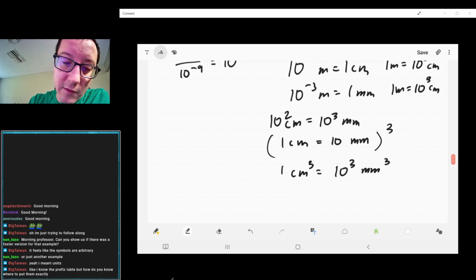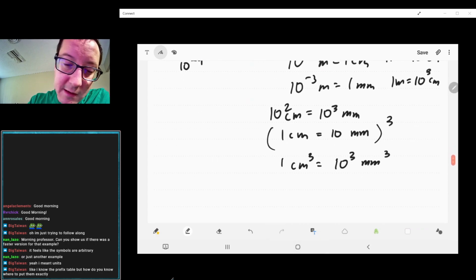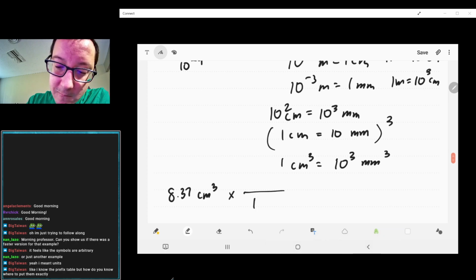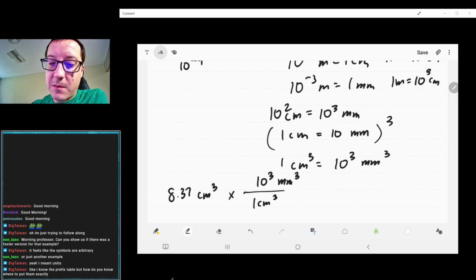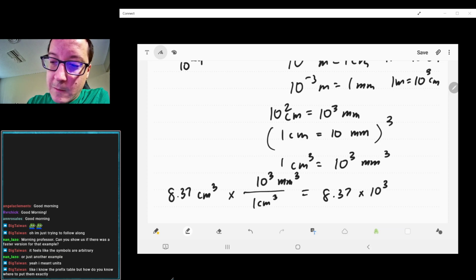You can say, okay, I've got my, what did I have, 8.37 cubic centimeters. Here's the new conversion factor I just made. And there we go, 8.37 times 10 to the third. All right, we're done. So that's one way you can do it. You can kind of mess with your conversion factors to kind of shorten it that way. That would work. That's kind of the only way to shorten it at this point.